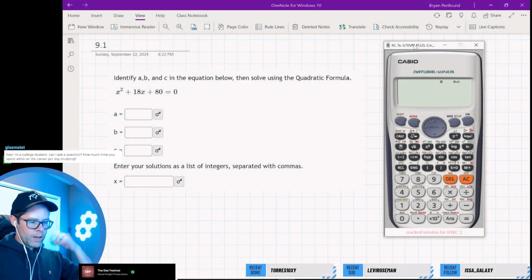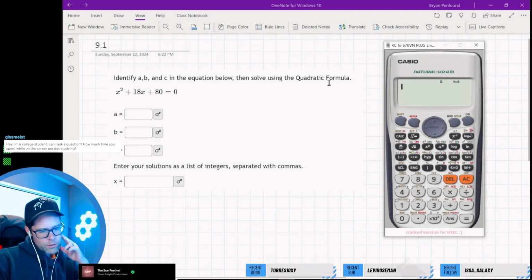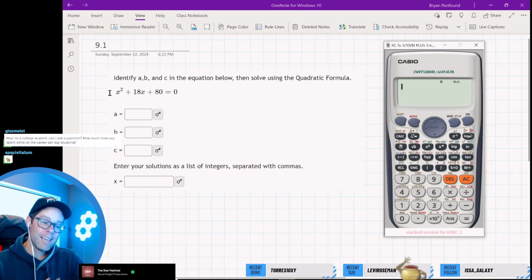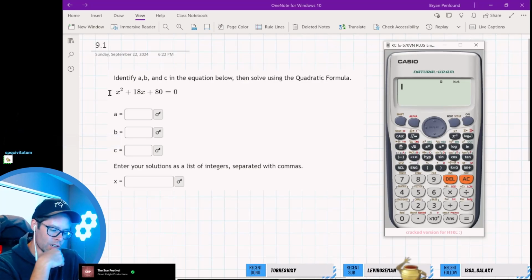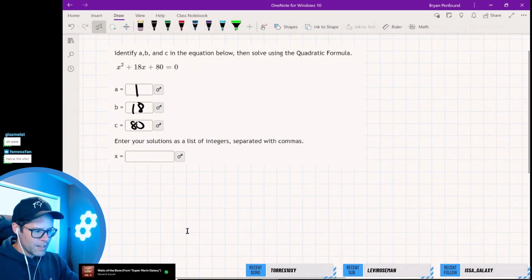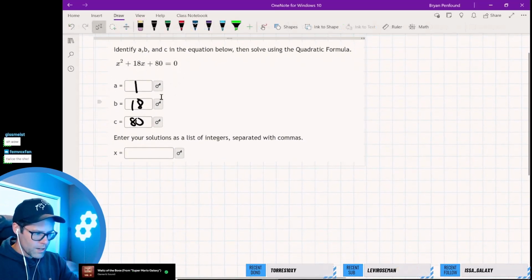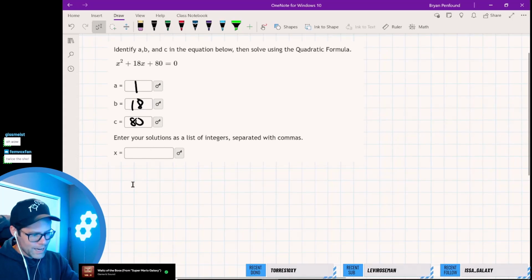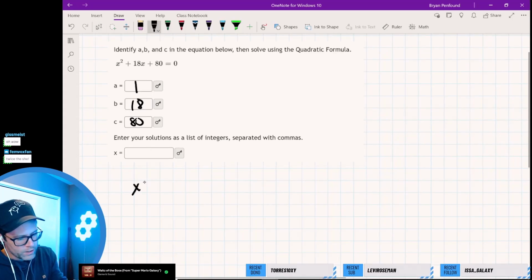And that way we can double check some work here if we need to. So here it says identify A, B, and C, and then solve using the quadratic formula. So 9.1, identify A, B, and C. So we have A equals 1, B equals 18, C equals 80. And then we should just be able to go right into the quadratic formula.